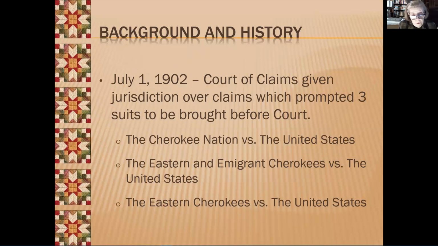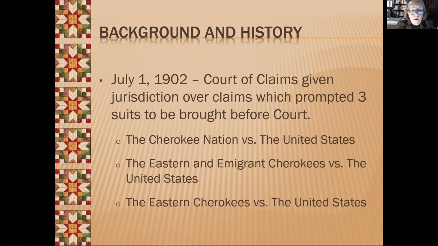Now we're jumping from 1895 to 1902, where they still hadn't gotten any money, but they now move the case to the Court of Claims. And three different suits were brought to the Court of Claims: the Cherokee Nation versus the United States, the Eastern and Immigrant Cherokees versus the United States, and the Eastern Cherokees versus the United States.